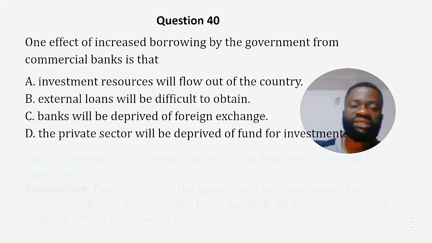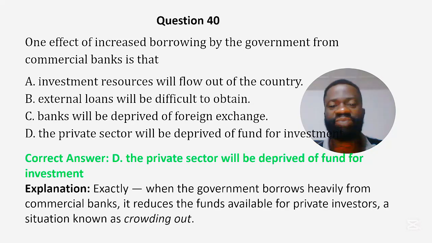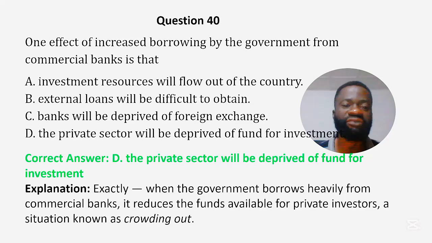The correct option is D. The private sector will be deprived of funds for investment. Yes, exactly. When the government borrows heavily from the commercial banks, it reduces the funds available for private investors. This type of situation is also known as crowding out. The money that would have been available for individual investors to borrow will no longer be there.